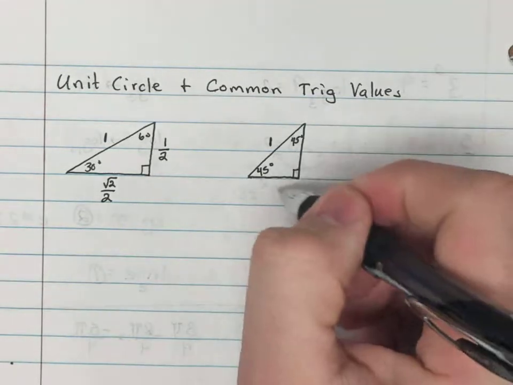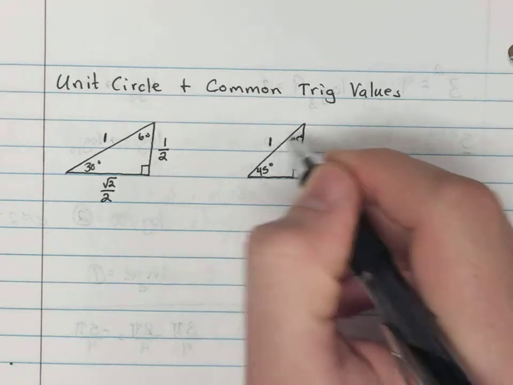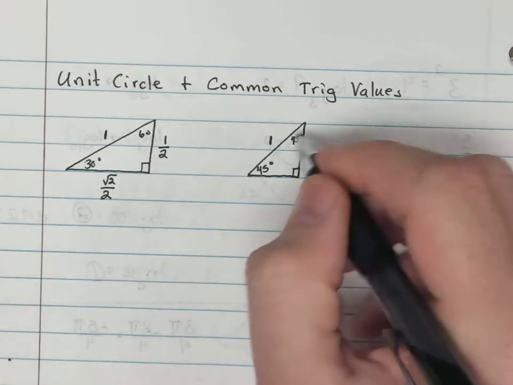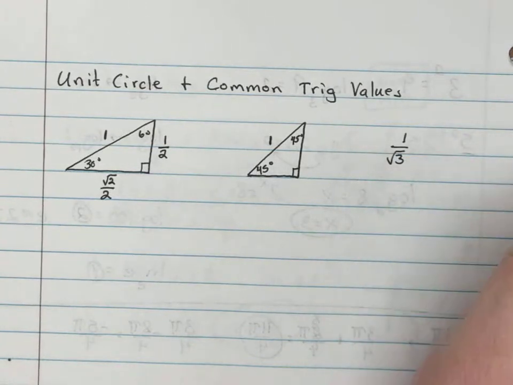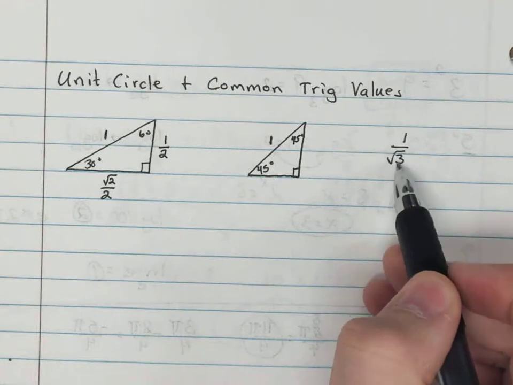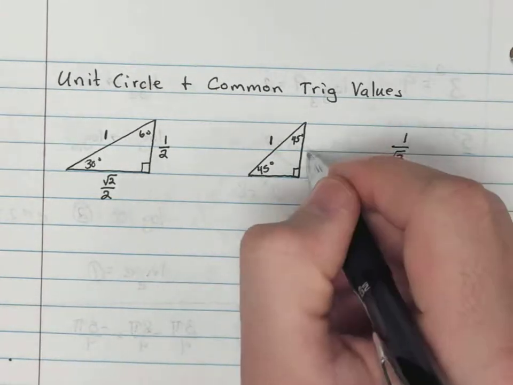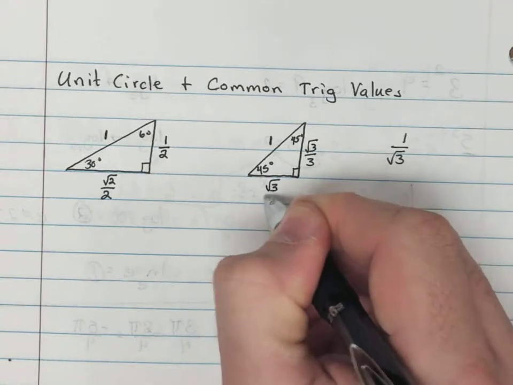And in a 45, 45, 90, we know that to go from side to hypotenuse, we have to multiply by the square root of 3. So to go backwards, we would have to divide by the square root of 3. And when you divide 1 by root 3, multiply top and bottom by root 3, you get root 3 over 3 and root 3 over 3.